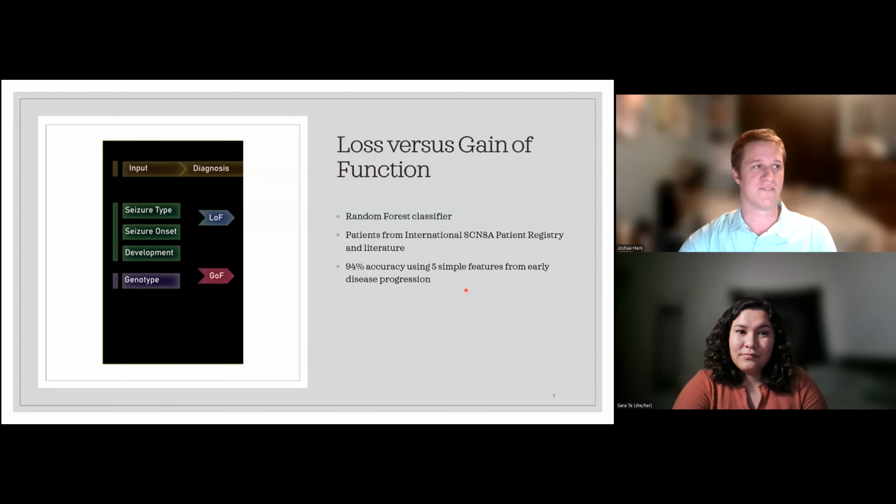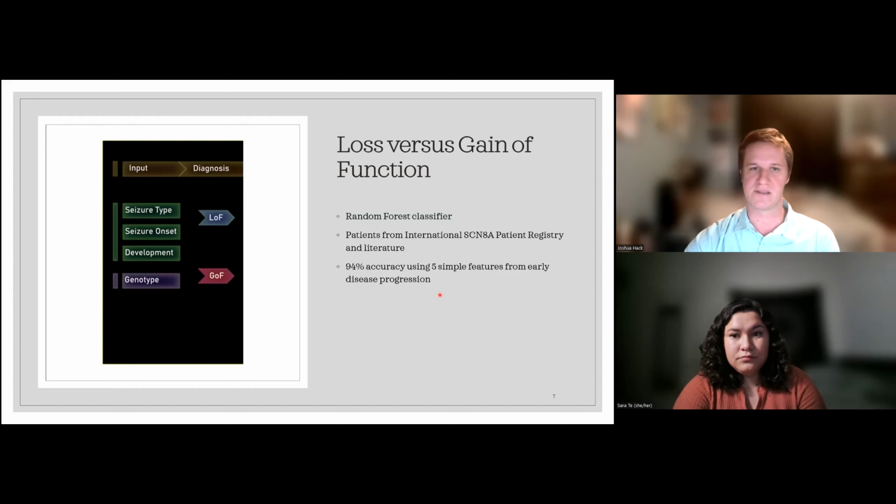So the first phase of the model is what I'm calling the diagnostic phase. And it takes these inputs, so seizure type, seizure onset, development, and their genotype, and feeds all of that into a random forest classifier. So that is 500 individual decision trees coming to a final consensus on whether a patient is likely to have a variant that is gain of function or loss of function.